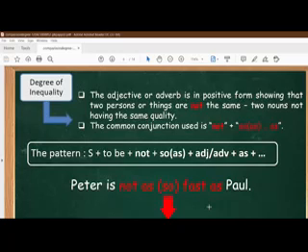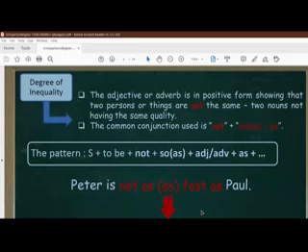So the pattern is: subject, then the to-be verb, then "not", after that "so" or "as", and then the adjective in the positive degree, and after that again "as", and then whatever is left in the sentence. Here it is written that Peter is not so fast as Paul. Because there is "not", you can write "so" here.